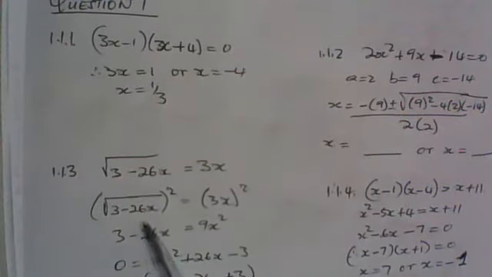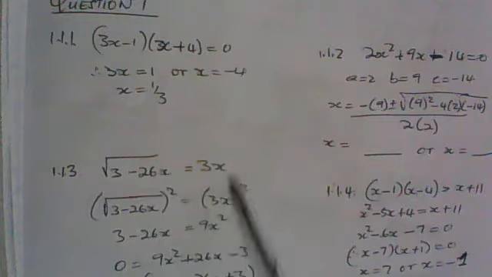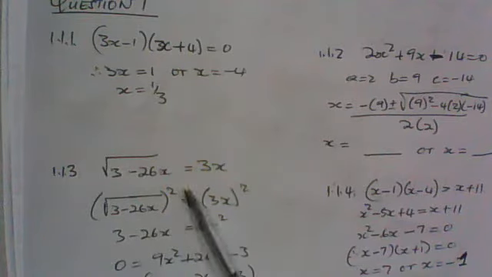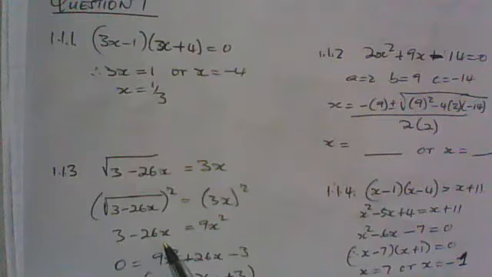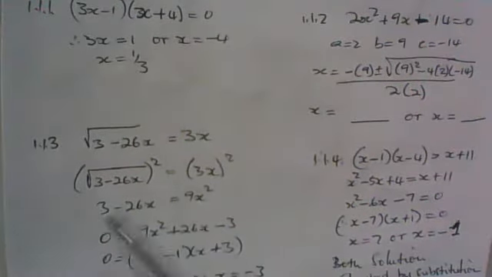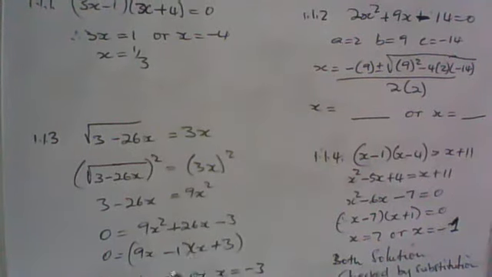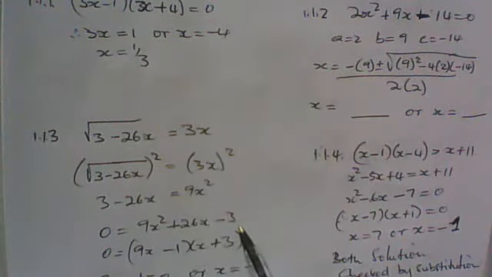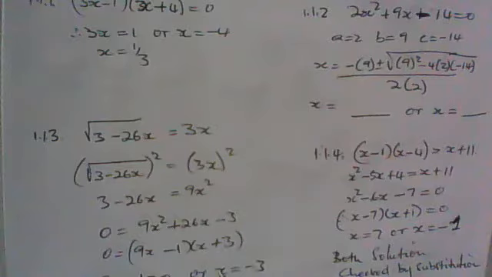This is 3x minus 26 under the square root sign, then squared, and that is equal to the right hand side, 3x squared, that gives you 9x squared. Then that is equated to, the square root takes off the square, and then you will be left with 3 minus 26x. Now take this to that other side. You will be left with 0 on this side, and here you have 9x squared. Then by transposing that to the other side, you'll have 9x squared plus 26x minus 3. And then by factorization, you will have this.